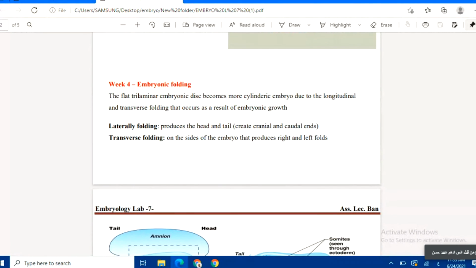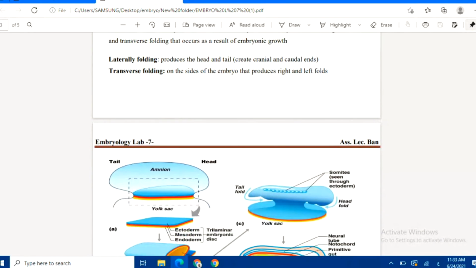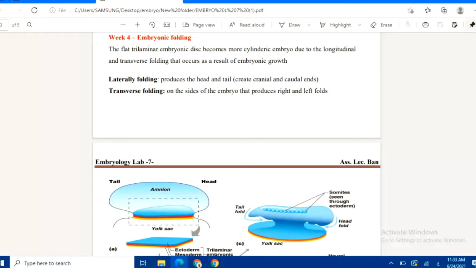Embryonic folding process, which is the most important process during this period, is whenever the flat trilaminar embryonic disc will become cylindrical in shape. How? By a folding that happens in 2 aspects, longitudinal and transverse. Okay, means lateral folding and transverse folding. You need to know that the longitudinal fold will form the head and tail, while the transverse fold will form the right and left folds of the embryo.